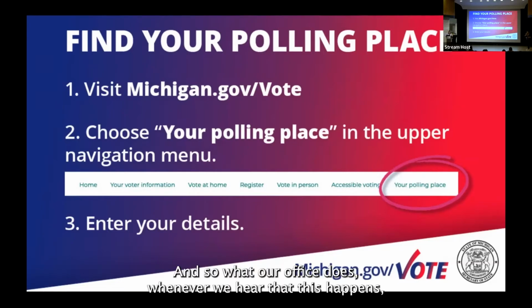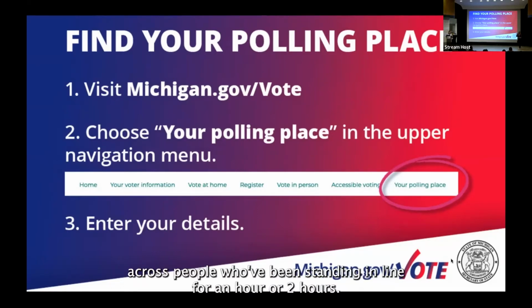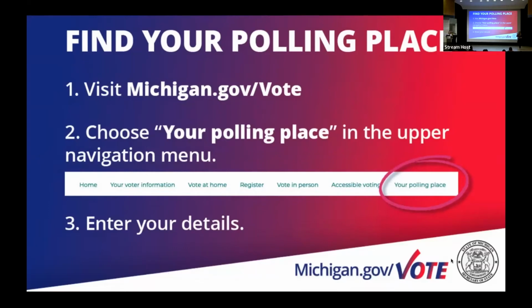And so what our office does whenever we hear that this happens, we go work the line, try to make sure that people are in the right place. We'll come across people who've been standing in line for an hour, 2 hours, ask them to look up where their polling place is or their clerk's office, and they find out they're in the wrong place. So don't let that happen to you. Help out your friends, help out the people you talk to, look it up before you go.